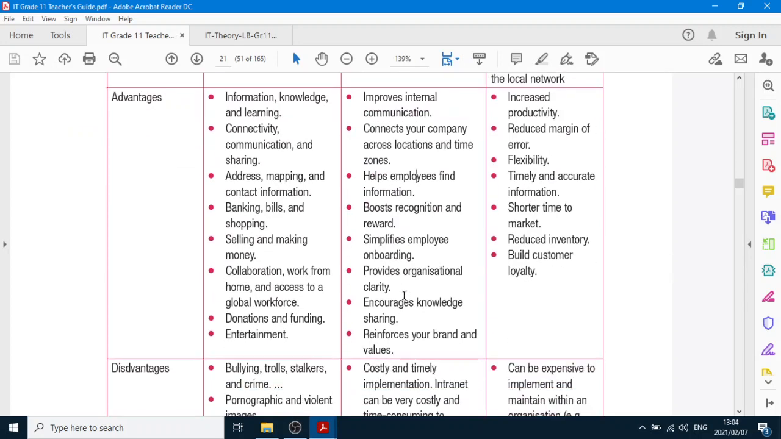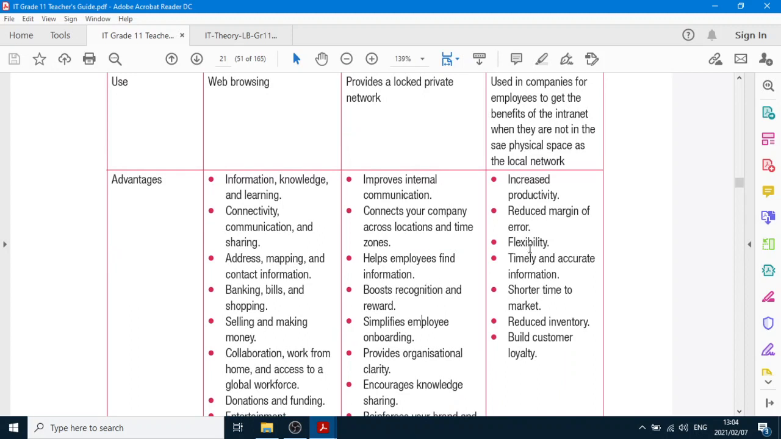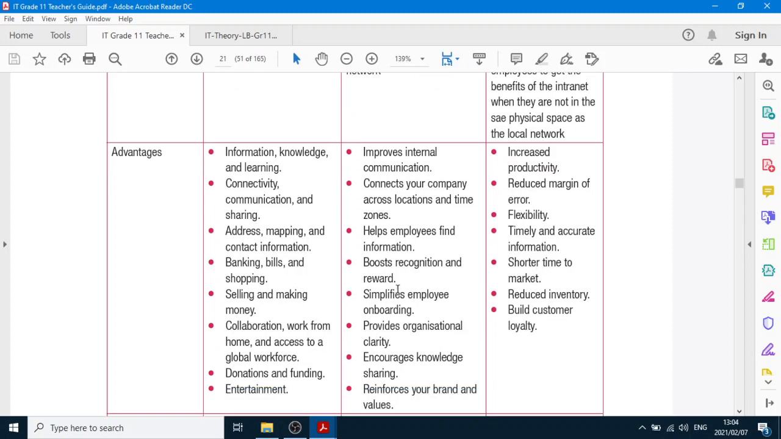This is the intranet. Recognition and reward, knowledge sharing, reinforces your brand values, provides organizational clarity, simplifies things when a new employee comes into the company. It makes it simple for them to introduce them to everything. Then extranet is increased productivity because people are working from home, reduced margin of error, flexibility, timely and accurate information, shorter time to market, reduced inventory, and build customer loyalty.